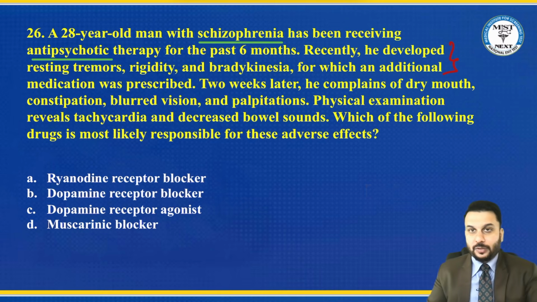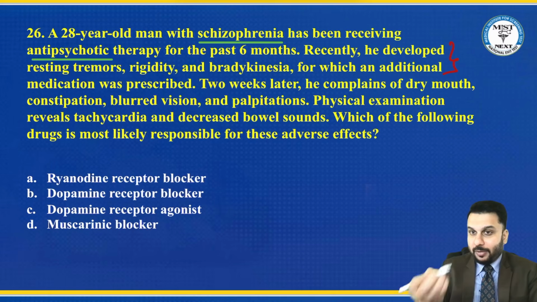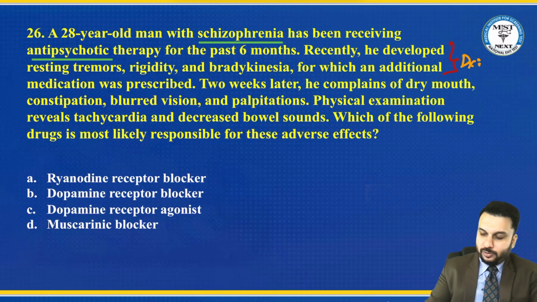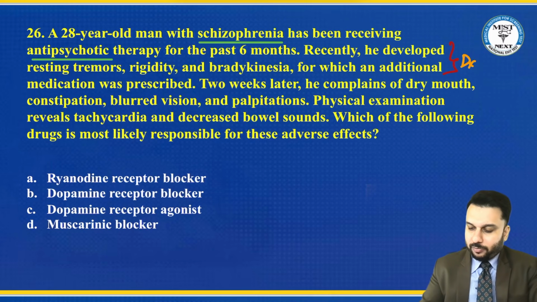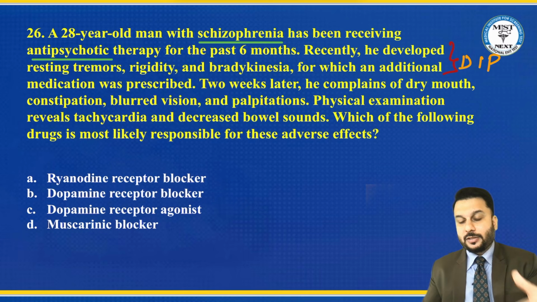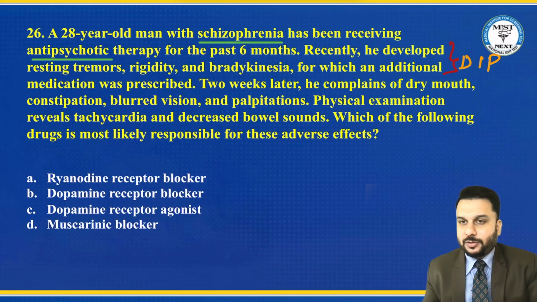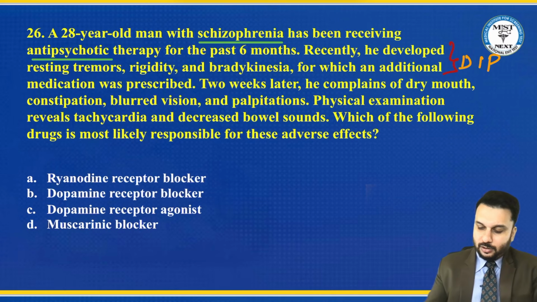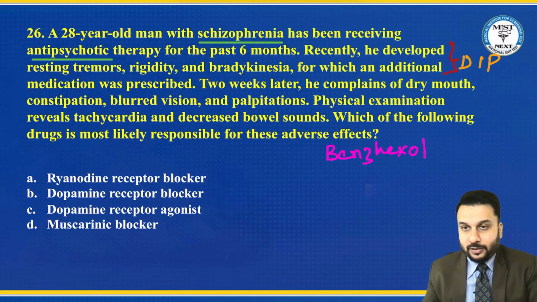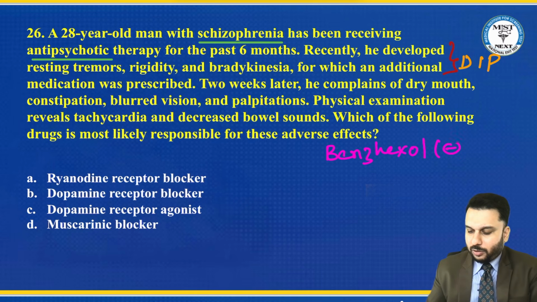Now, look at the story. The patient was given some antipsychotic. For example, I'm assuming it may be haloperidol. What did the patient develop? The patient developed drug-induced Parkinson. Now the drug-induced Parkinson is treated by something like the benz drugs. If I ask you, the drug-induced parkinsonism, the treatment called benztropine, benzhexol, also called trihexyphenidyl, how do they work? They block muscarinic receptors.